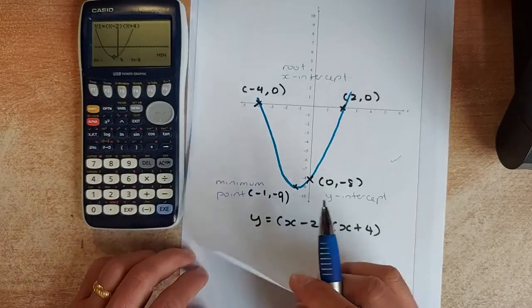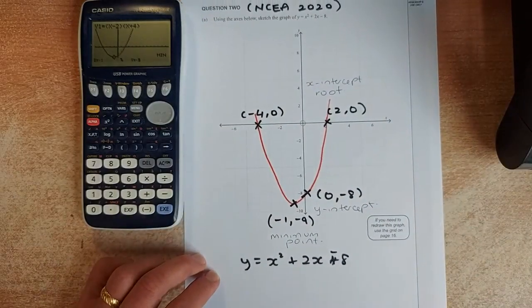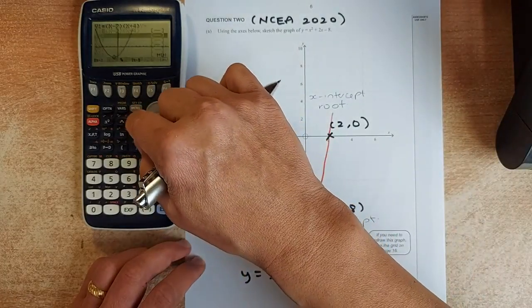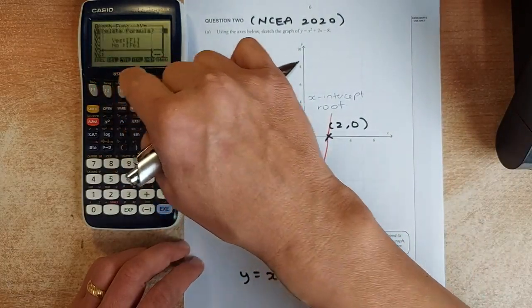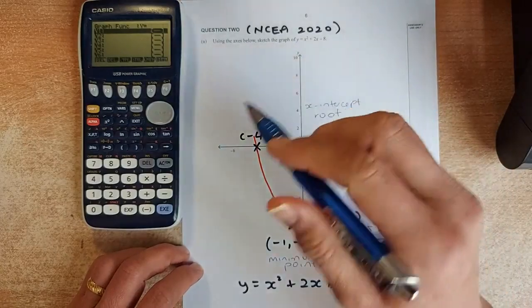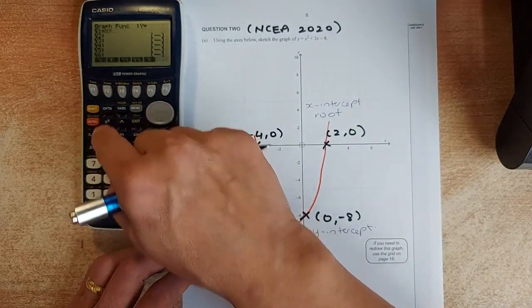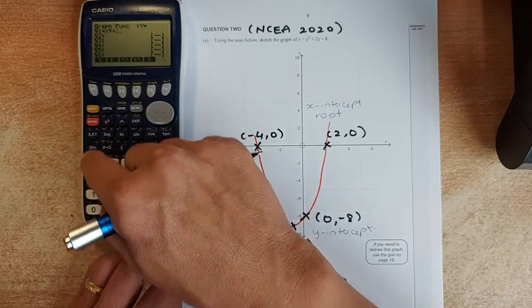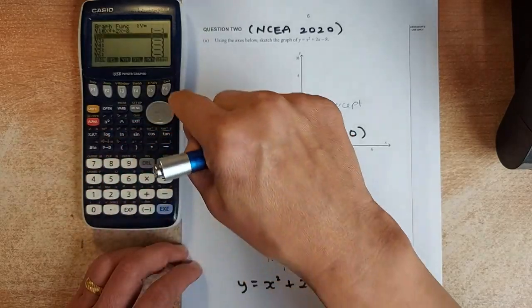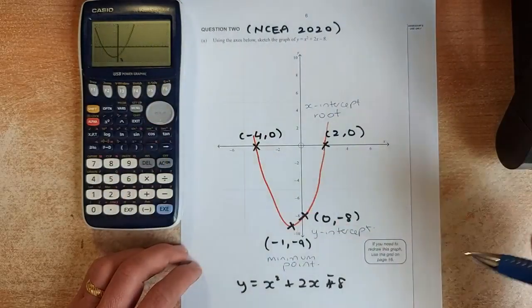And the last version is when it is not factorized. This is from the NCEA 2020. Again, we're first going to delete the graph before we go to the next one. That is the graph we're going to draw. So now x squared plus 2x minus 8, execute, draw. And the graph will appear.